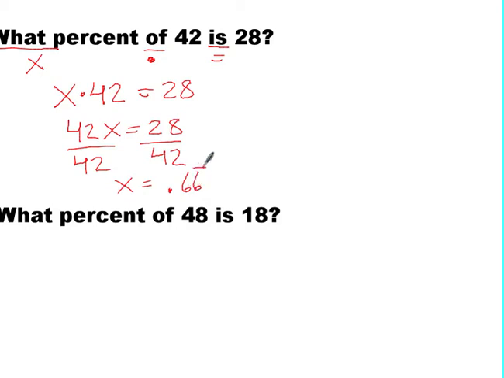0.666, we've seen this before. All right, it's asking us for the percentage. So we would move that decimal spot 2 places to the right, and our answer is 66.6%, or we could round it to 66.7% if you'd like.